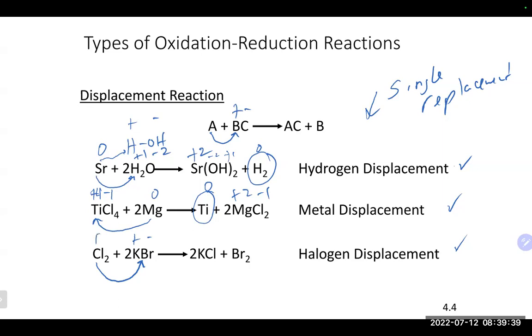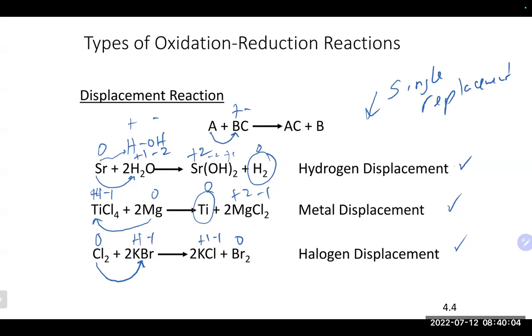And lastly here, 0, +1, -1, +1, -1, and 0. Chlorine going from 0 to -1, becoming more negative, so reduced. The bromine here going from -1 to 0, becoming more positive, being oxidized. And once again here, the potassium is just hanging out, nothing really happening with the potassium on both sides, it has the same oxidation state.